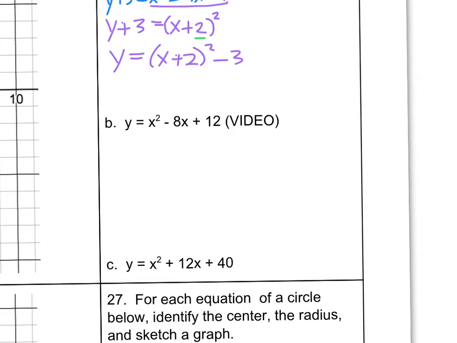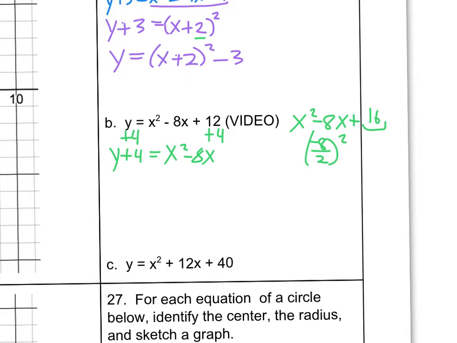For B, we're doing the same thing. I'm going to start off by figuring out what this should be. So x squared minus 8x plus something. Negative 8 divided by 2, and then squared, that's negative 4 squared, is going to be 16. To make 12 into 16, it's going to be plus 4, plus 4. So y plus 4 is equal to x squared minus 8x, and then plus 16.